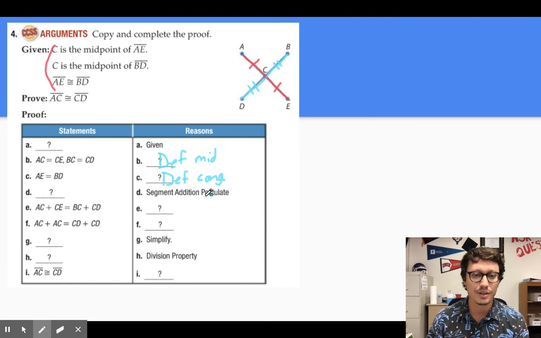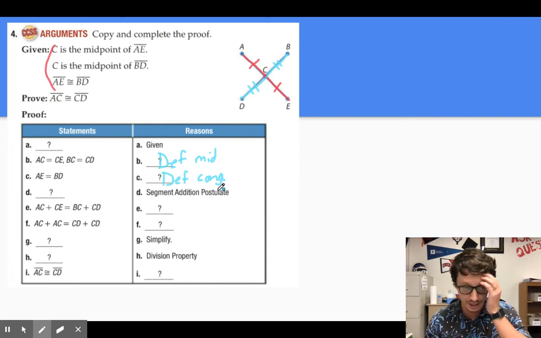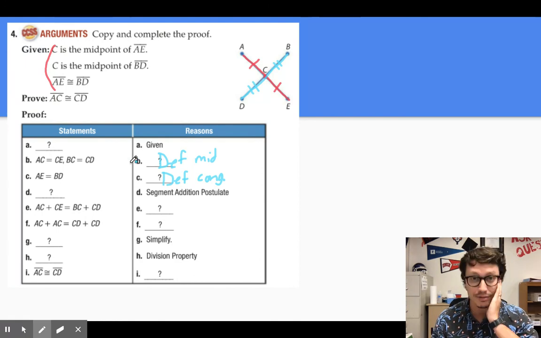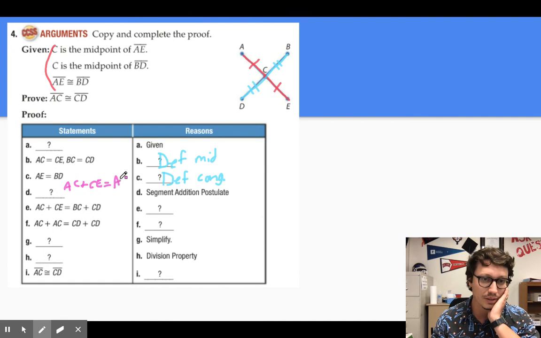Okay, and now our reason is given, so it's the opposite. They give you the reason, and we have to know what to put as our statement. If we are given the segment addition postulate, that means we have to add together two small segments to equal one large segment. This one we're actually going to fill in. If we're talking about AC and CE, we will say that AC plus CE is equal to AE.